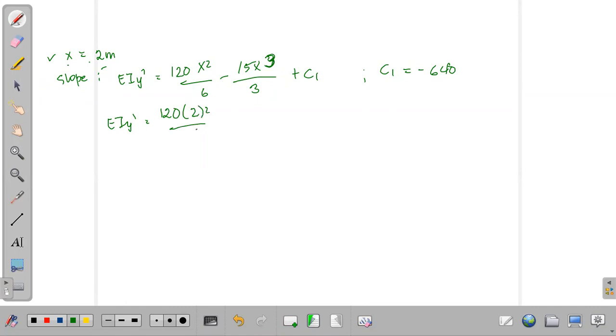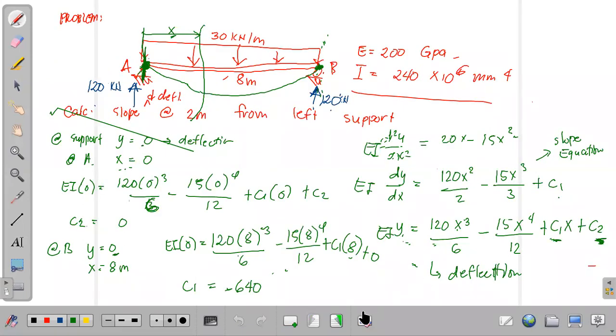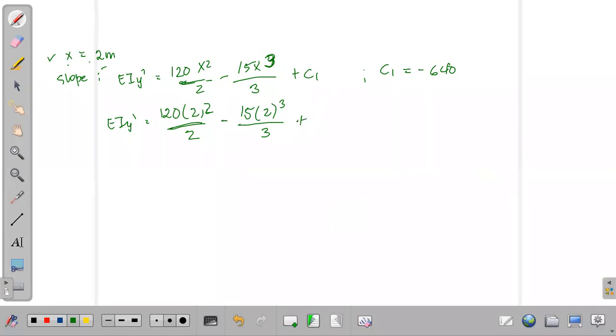2 squared over 2, over 2 pala, sorry. So, squared over 2 minus 15 times 2 cube over 3, 3/3 ba yun? 120x plus C1. Plus, yung C1 natin, negative 640. So, negative 640. Okay? So, ano yung magiging slope natin dito? Negative 440, ma'am. Okay, so negative 440.